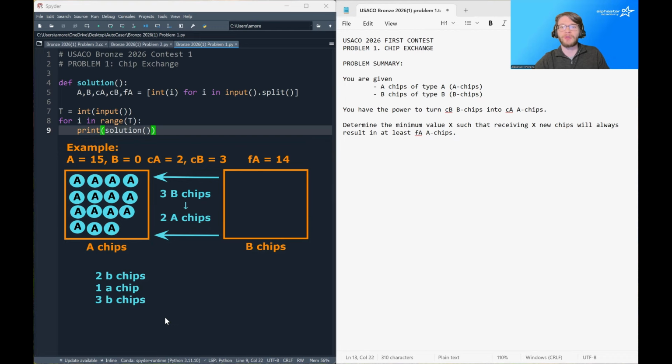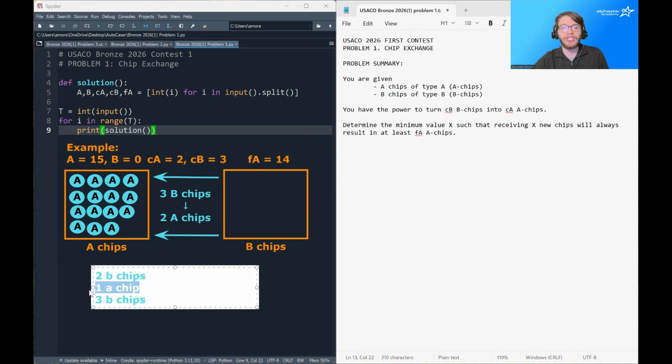The idea here was that the B chips were bad at generating A chips, so I wanted to generate lots of B chips because that's slow. And then also I could sneak in this 1 A chip here because it wasn't helpful in reaching the goal, right? To have 1 extra A chip at the end didn't actually help me.